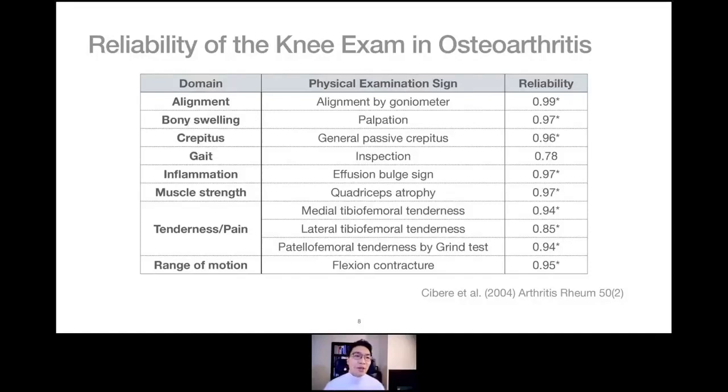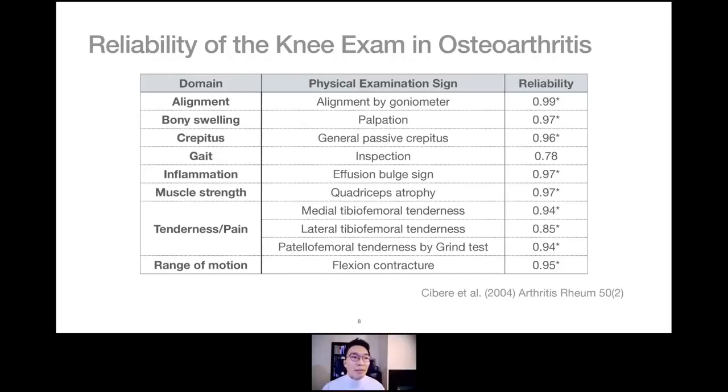So then I want to ask you a question. If the radiology is not enough to diagnose knee osteoarthritis, then which signs and symptoms do we have to look into? I could get a lot of information from this research by Sivera in 2004. This study was about the reliability of the knee exam in osteoarthritis. It's pretty amazing because the reliability is more than 95%.